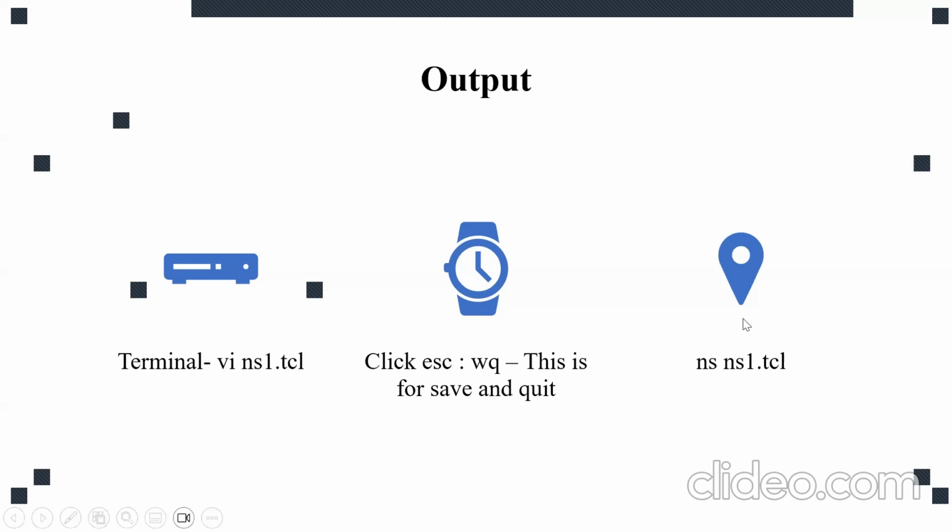Once this is done, you go to the terminal again and type NS, the experiment name .tcl. It will take you to the animated file, where you can play and pause the data. Then you come back to the terminal and see how many packets are dropped. The answer will be given. The number of packets dropped is 10. Based on the queue limit you have given, it will give you the output.